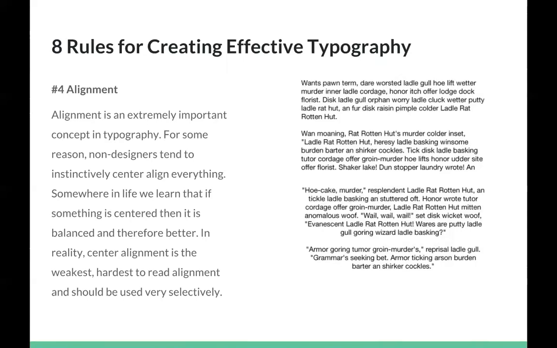Somewhere in life, we learned that if something is centered, then it must be balanced, and therefore that makes it better. But in reality, center alignment is the weakest and hardest to read alignment. So it should really be used very selectively. The easiest to read alignment is plain old left rag right here. Easiest to use. Justified is also difficult to read because our eye doesn't remember what line we were on.